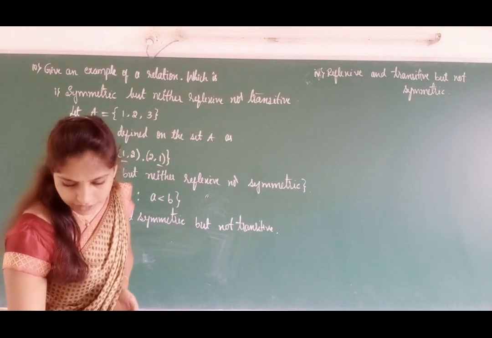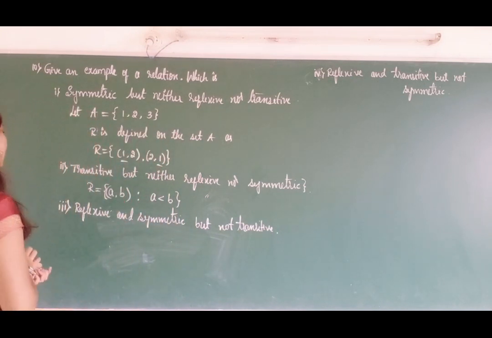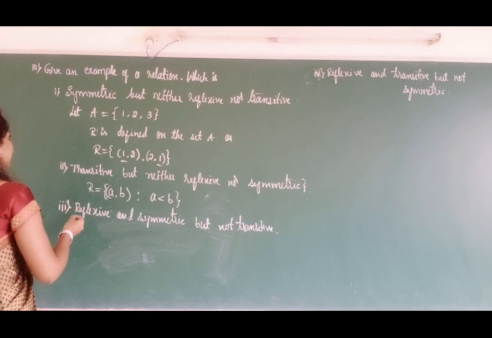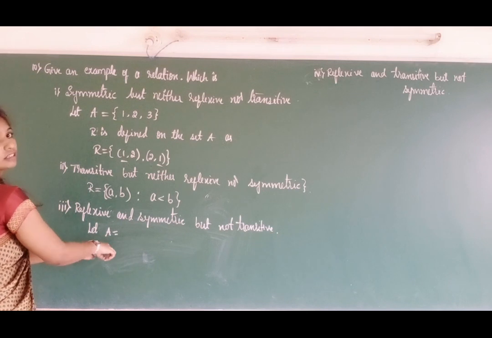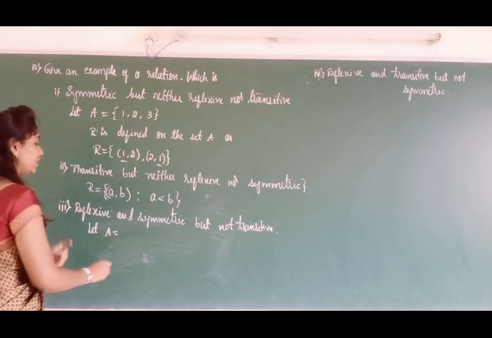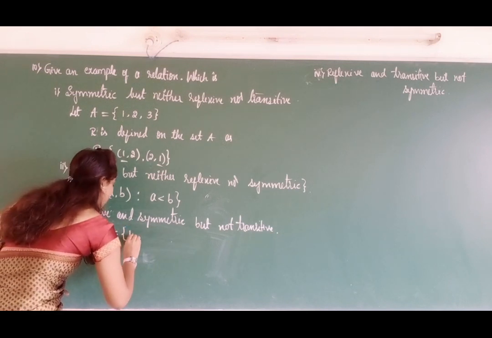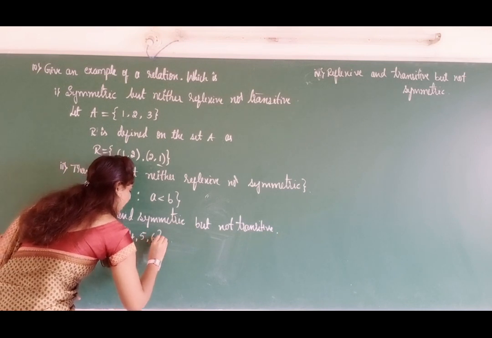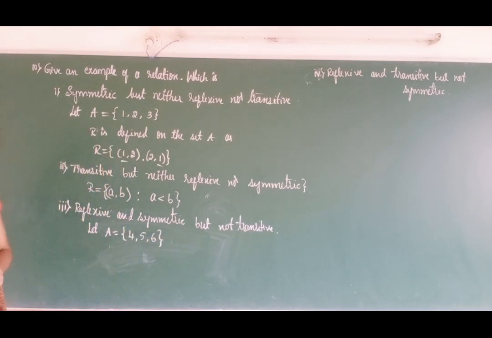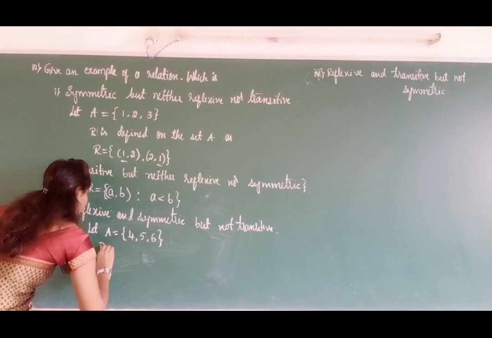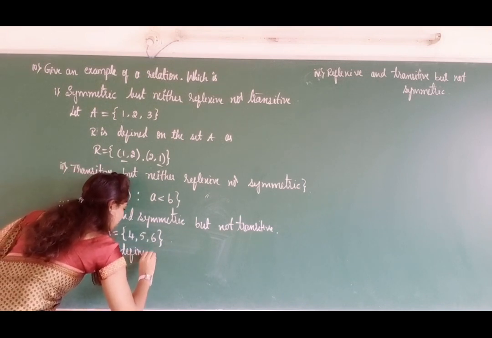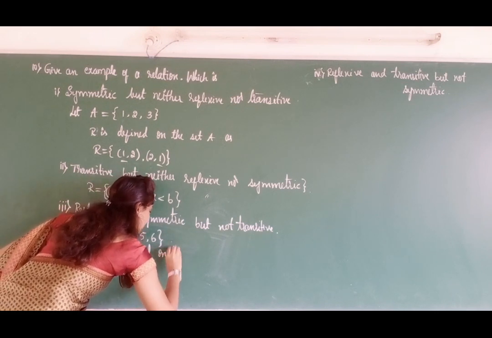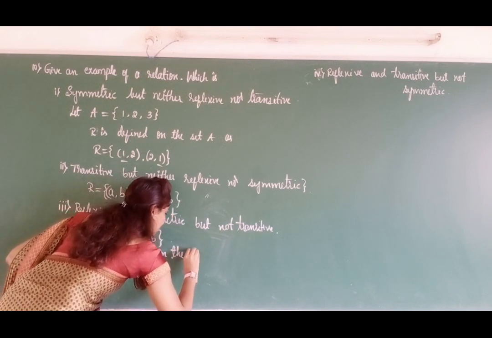Okay, reflexive and symmetric but not transitive. I am taking this set A. For reflexive, first we have to take a set, let A be equal to the elements 4, 5 and 6. A relation R is defined on the set A.